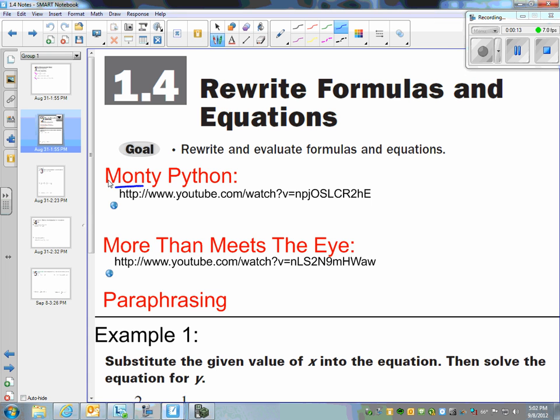One's from Monty Python where the one guy tries to convince another guy that a bird is not dead, it's just resting, or it's just sleeping, or it fell over, or he's trying to rewrite history, kind of rewrite what happens. Also have a video from Transformers: More Than Meets the Eye. Again, they're transforming, they're changing.